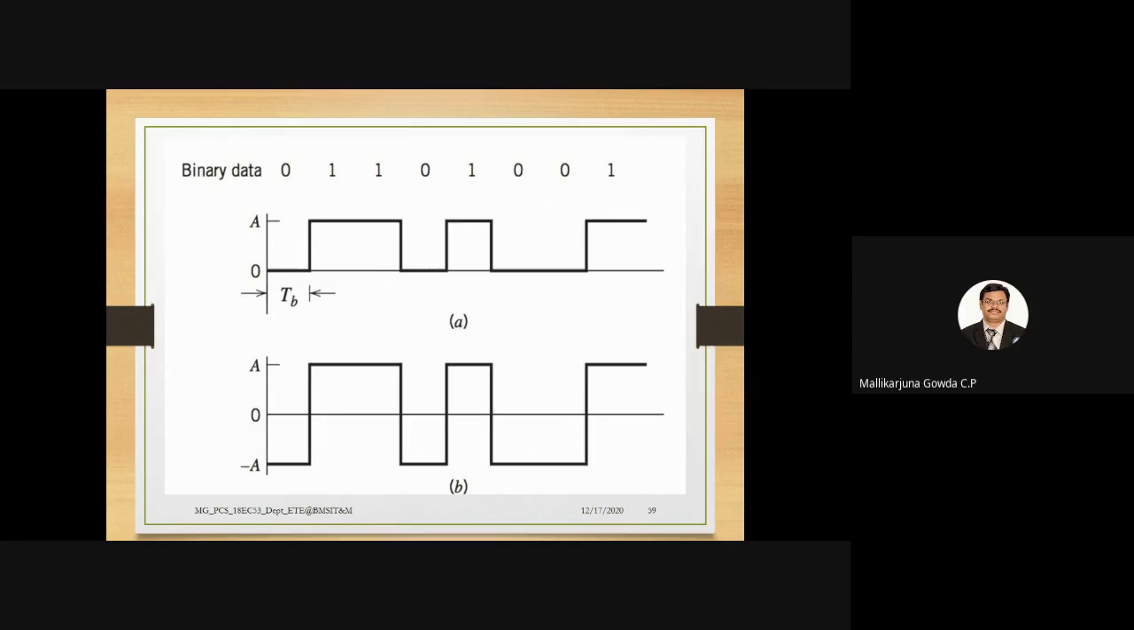So this is my binary data: 0, 1, 1, 0, 1, 1, 0, 1. Okay, so this is my binary data. How do I represent this with the different types of line codes? I have not yet told what is the first one. I will come back to this diagram first, saying what are the different types of line codes.